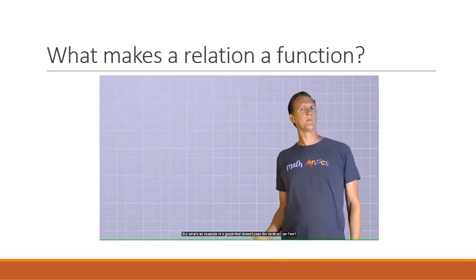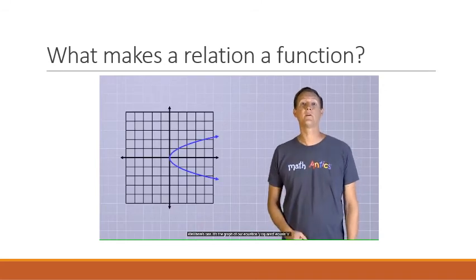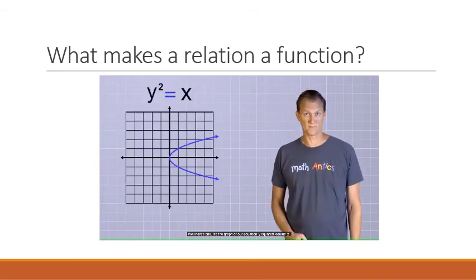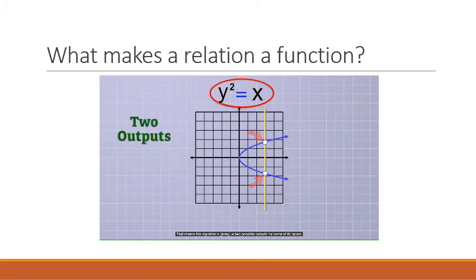But what's an example of a graph that doesn't pass the vertical line test? Well, here's one. It's the graph of our equation y squared equals x. The domain of this equation doesn't include any negative input values, so there's some places where a vertical line wouldn't intersect the graph at all, and that's okay. And there's one place where the vertical line would intersect the graph at just one point, which is also okay. But as we move to the right on the x-axis, you can see that our vertical line is now intersecting the curve in two places. That means this equation is giving us two possible outputs for some of its inputs, which means that it's not considered a function.